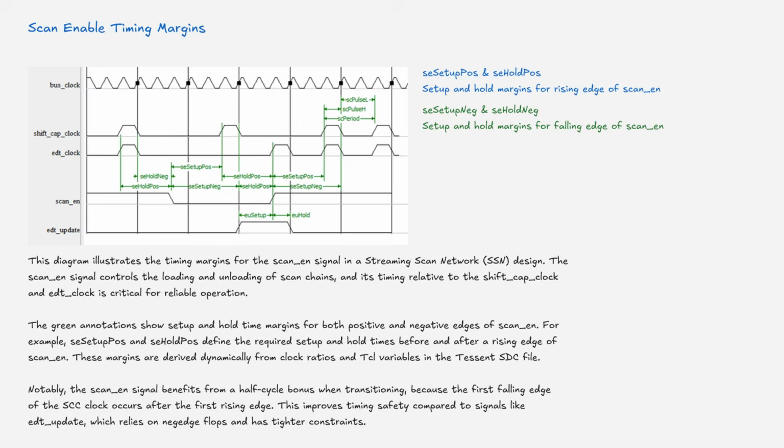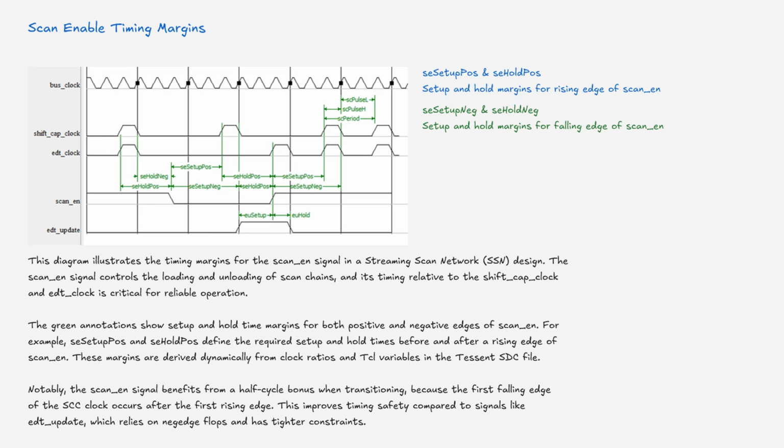This diagram illustrates the timing margins for the scan-enable signal in a streaming scan network, SSN, design. The scan-enable signal controls the loading and unloading of scan chains, and its timing relative to the shift cap clock and EDT clock is critical for reliable operation.